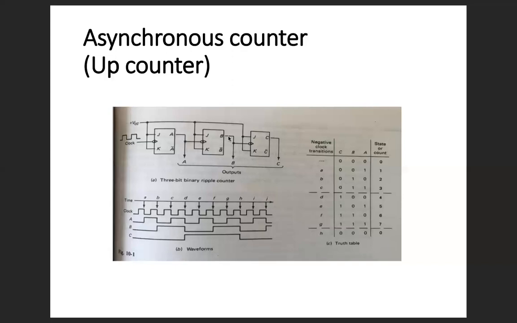Now at flip-flop B, the output of flip-flop A will act as a clock signal for flip-flop B. Again, you have J and K equal to 1, 1, that is toggle mode. So when you give the clock signal, it will toggle the output from flip-flop B, 1, 0, 1, 0. Similarly, the output of flip-flop B will act as a clock signal for flip-flop C.